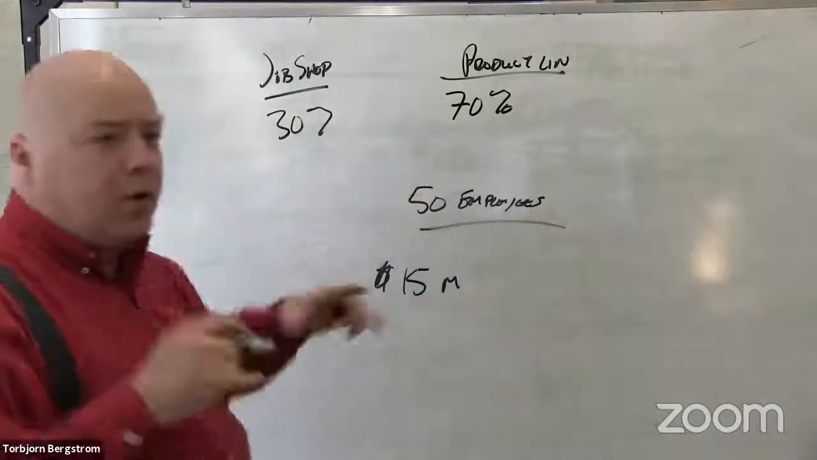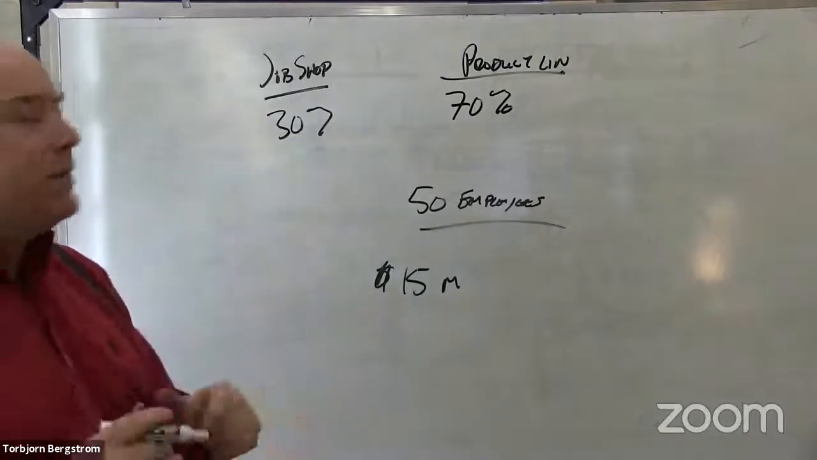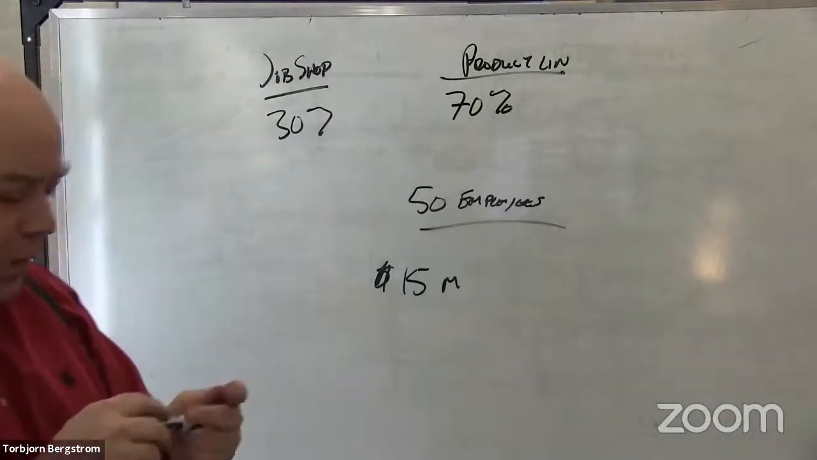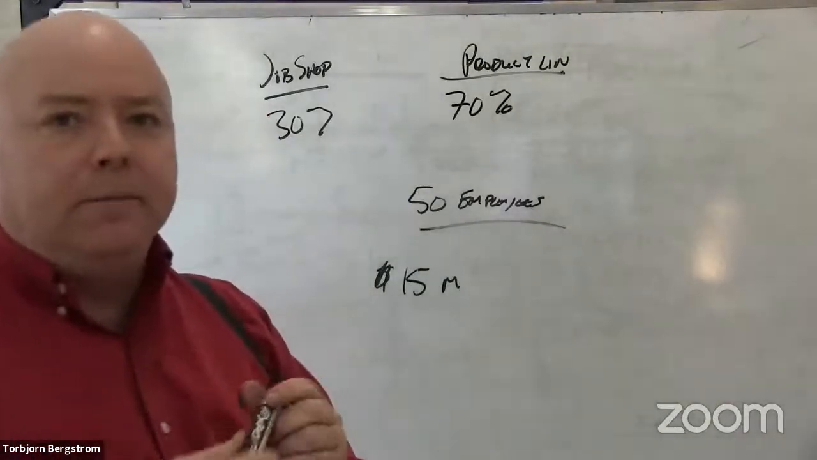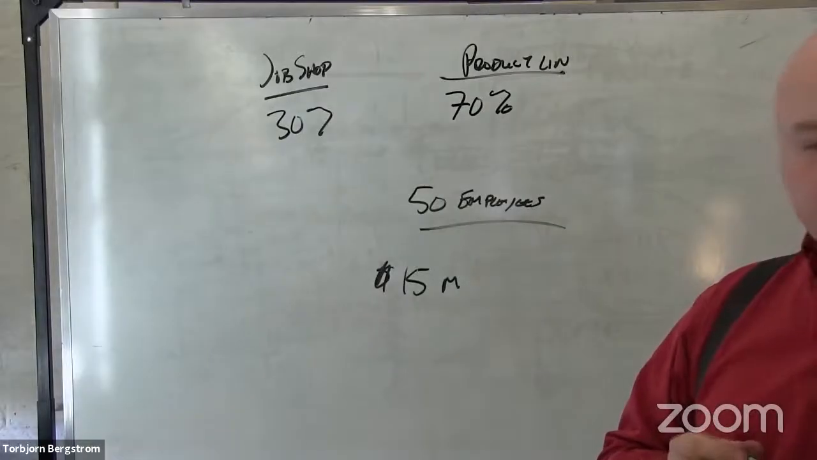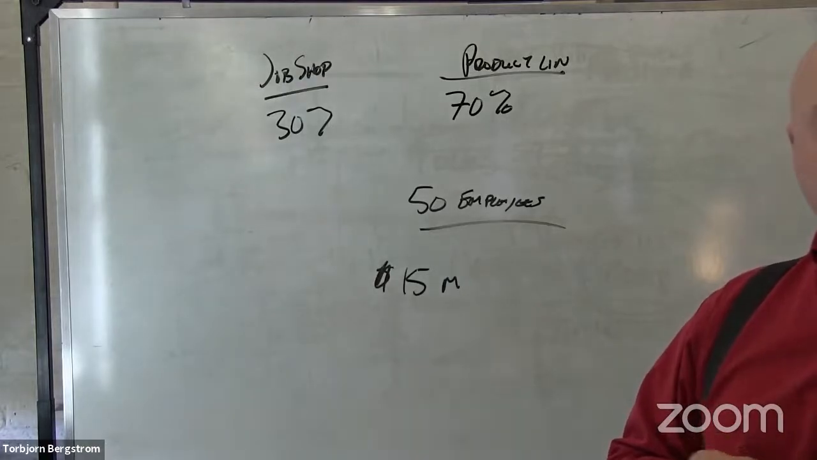You're doing 70% of your product. Doesn't matter to me what you're making. About 30% is job shop work. What should you automate? The production line. What's that? Job shop. I heard one person say product and one person say job shop.